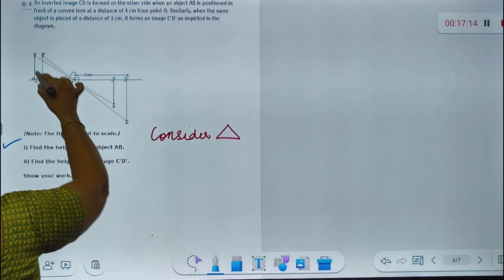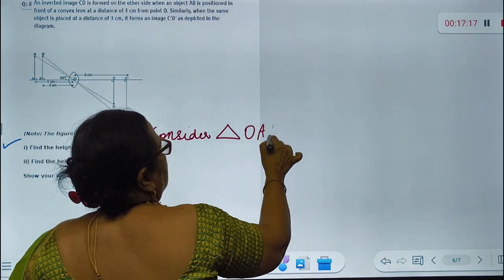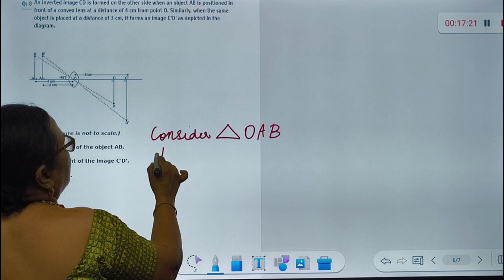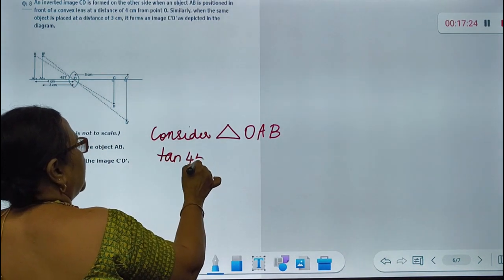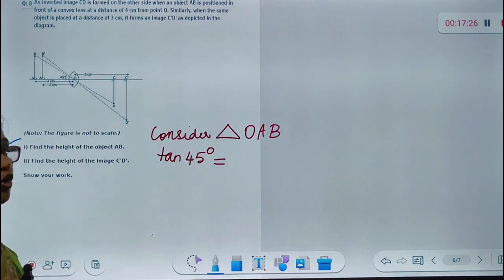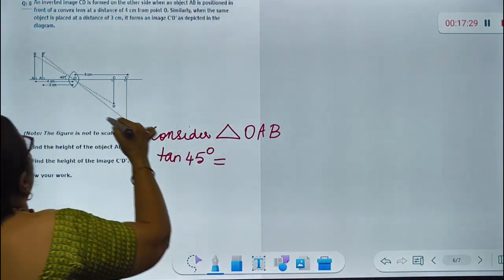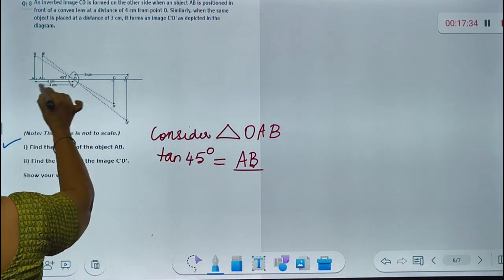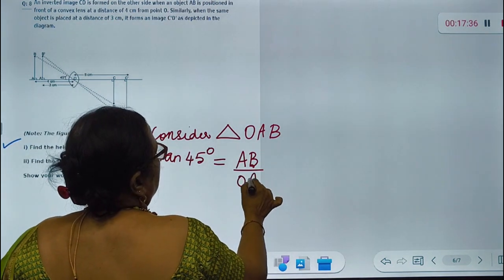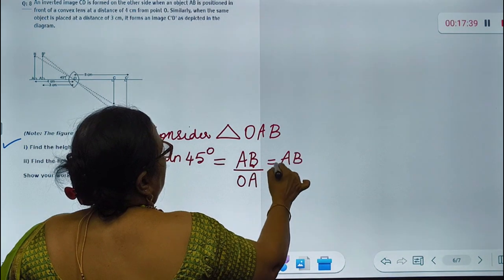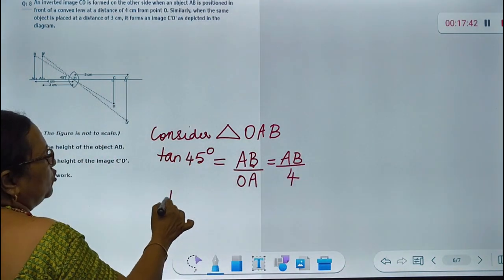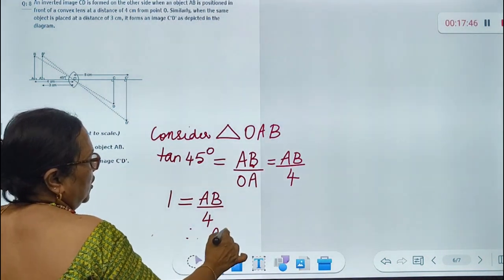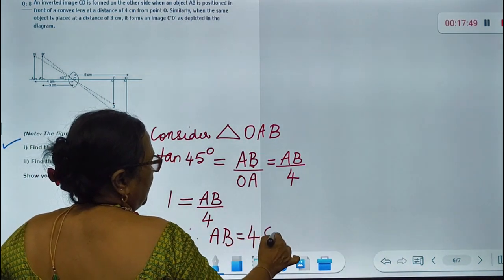So for doing this, let us first consider triangle OAB. If you consider triangle OAB, the angle is 45. So tan 45 degrees, which is equal to opposite side by adjacent side, will be AB, which is the opposite side, by OA, AB by 4. But tan 45 you know is 1. So 1 equal to AB by 4. Therefore, AB equal to 4 centimeter.